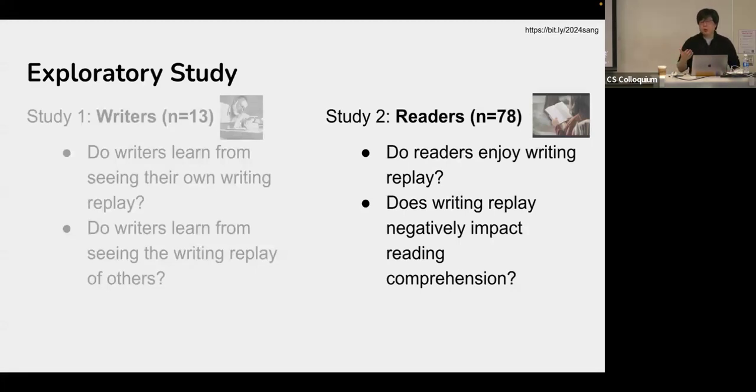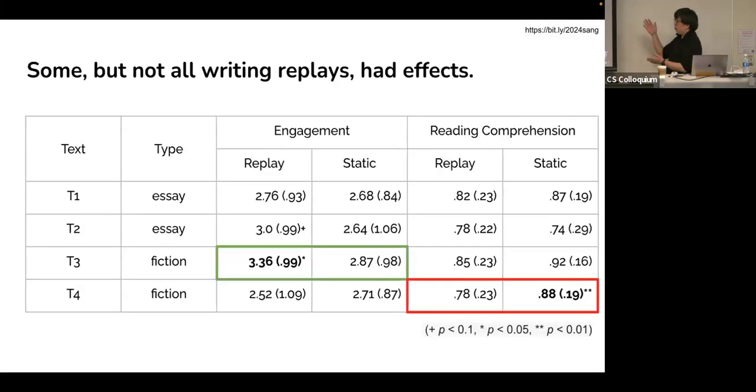We also wondered if this replay is a good media to consume for readers. These are not professional readers, more recreational readers. We gave them four different types of replay, and some of them had higher engagement, a statistically significant difference. Some of them were actually worse in terms of reading comprehension. You can imagine that if it's written in a long linear way, going back and forth, it could be difficult to comprehend. So the potential is that there is a way to make these replays a more engaging media.